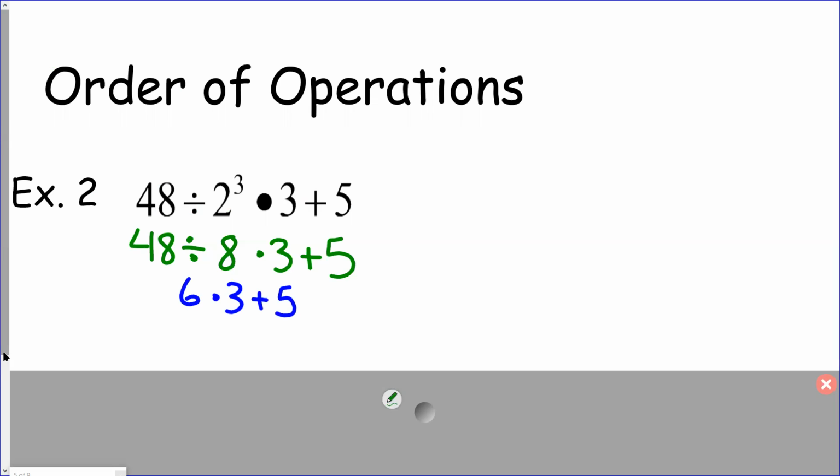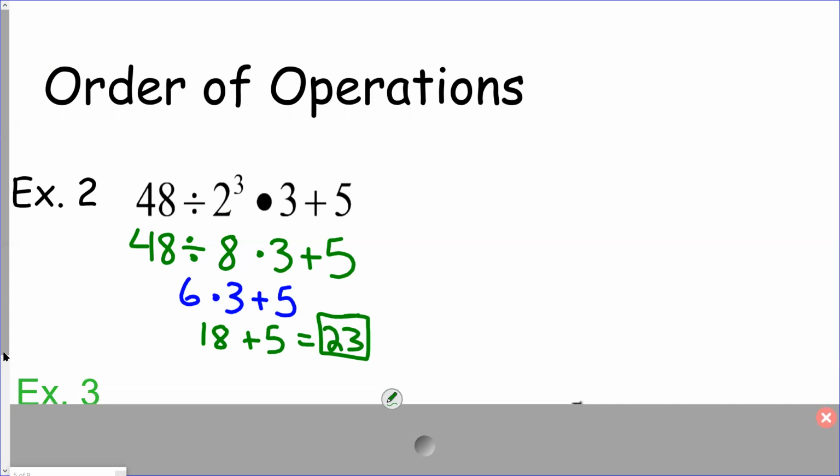All right. Is there any more multiplication division? Yes, there's a 6 times 3. 6 times 3 is 18 plus 5. 18 plus 5 is 23. Boom, we are done. As you can see, I ran through every time. In my head, what I did, I run through the order of operations every time.